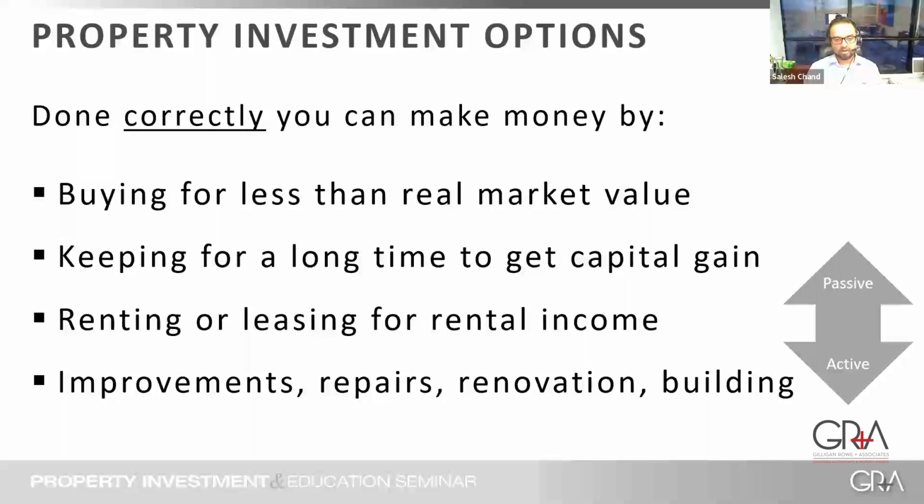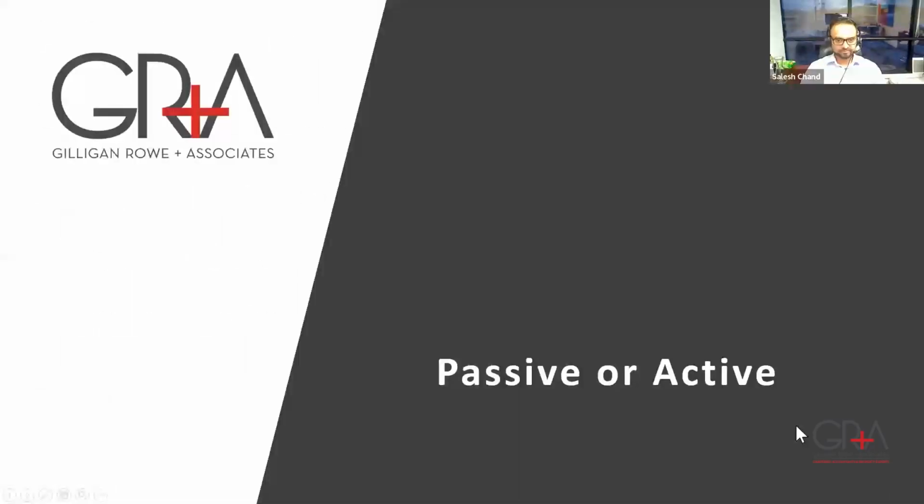Another thing that we promote is, if you are looking at getting into property, you think long term. You need to keep your property long term to get your capital gain, and you'll rent or lease your property for rental income. That's your passive income we talk about. Rental or leasing income is what we consider passive. Improvements, repairs, renovation, building and on-selling them for profit, that's what we refer to as active income.